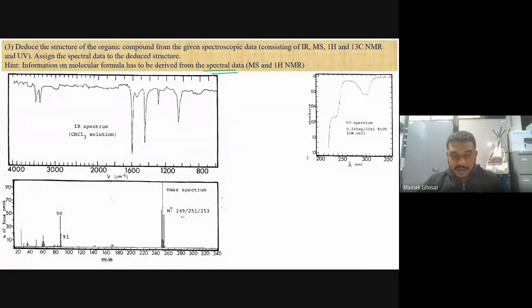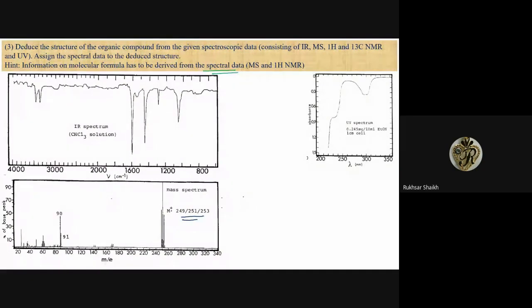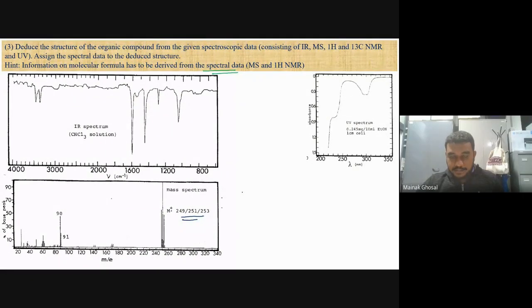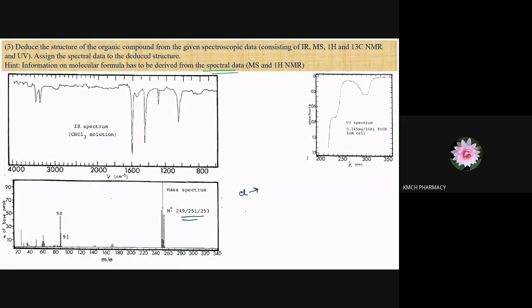Seeing the mass spectra, yes, presence of chlorine. Chlorine. Okay. Anybody else? Two atoms of bromine. Correct. Two bromines.